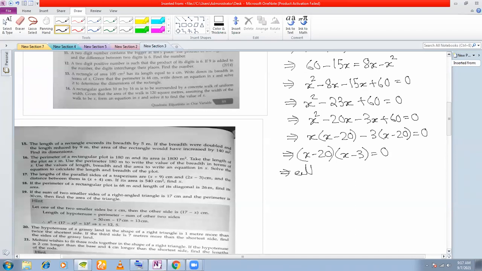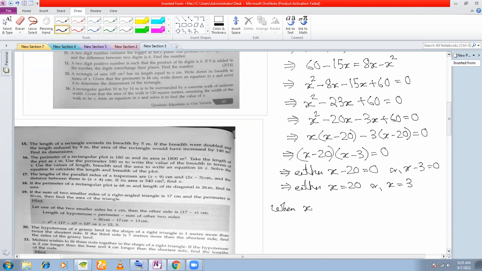Means either x minus 20 equal to 0 or x minus 3 is equal to 0. Means either x is equal to 20 or x is equal to 3. These are the two numbers. Now if you see, these are the two options for x that you are getting.